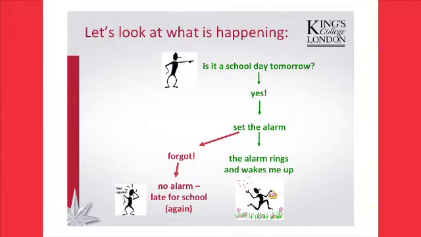So why am I still late for school? Aha. So now that we have the correct specification, let's look at what happens in reality. Is it a school day tomorrow? Yes. School day tomorrow, I will set the alarm clock. The alarm clock rings and wakes me up. This is exactly what we checked. If it's not school, well, you obviously are very happy you're going to school, you always look like this. On Saturday, you don't set the alarm clock, it doesn't ring.